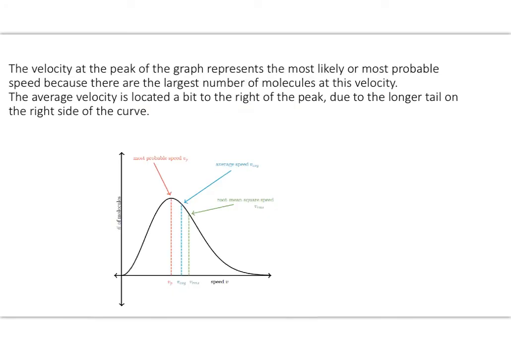Alrighty, so one other area of confusion. As I said in the last slide, the most probable speed or velocity is at the peak of this curve. Okay, it has the most molecules. What's a little confusing to some people is the average kinetic energy or average speed is a little bit to the right of the peak. And that's, if you look at this curve, it's skewed to the right. See, it's got this tail off to the right. And because of that the average velocity is actually a little bit to the right of the peak. And we're not going to worry about root mean square speed at this point.